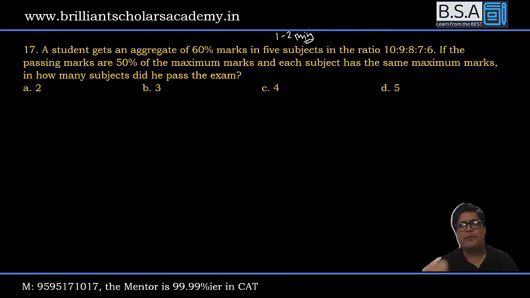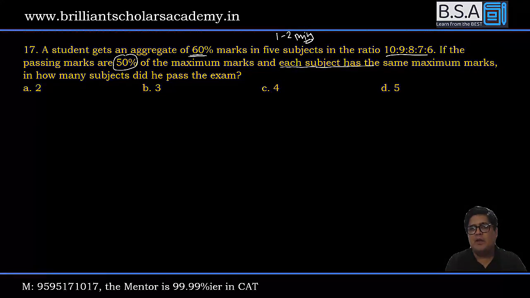सुनो देखो, सबसे पहले तो what has he got? He has got 60% aggregate marks. These are individual ratios. What are passing marks? 50% are the passing marks. Each subject has same maximum marks. तो हम उल्टा शुरू क्यों ना करें? I am imagining one subject has maximum marks of 100.